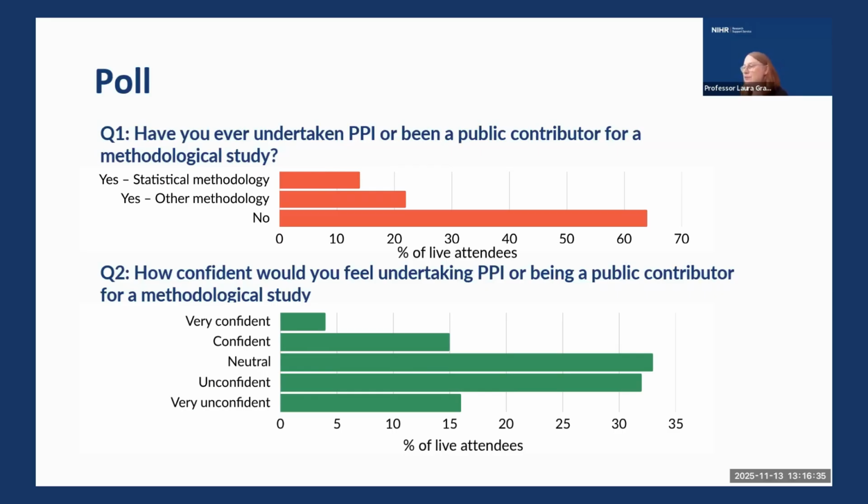So in terms of yes, 14% of you have involved PPI in your statistical methodology research, slightly higher for other types of methodologies. That's interesting, but 64% of you haven't. So hopefully today you might move along a little bit in terms of thinking about involving members of the public in your work. And how confident do you feel? Let's have a look. So very confident, 4%, confident 15%, neutral 33%, unconfident 32%, and very unconfident 16%.